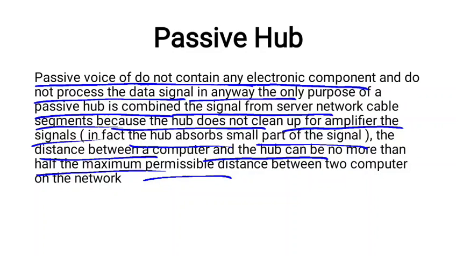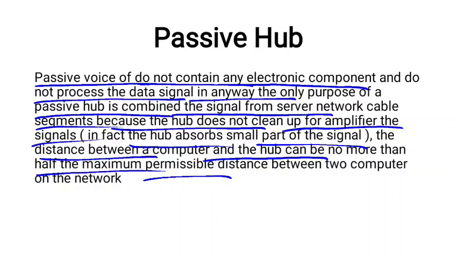So this is a passive hub. A passive hub is a type of hub which never amplifies any type of signal which is coming from the server and from the ISP, internet service provider. Now the second point: whenever we are connecting this passive hub, it cannot be at a long distance from the system; it has only half the distance, for example 500 meters. This is the maximum distance whenever we are distributing the signal, so we have only half the maximum permissible distance.